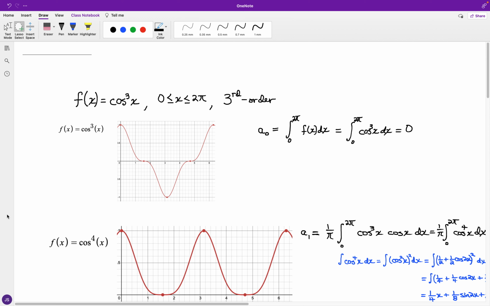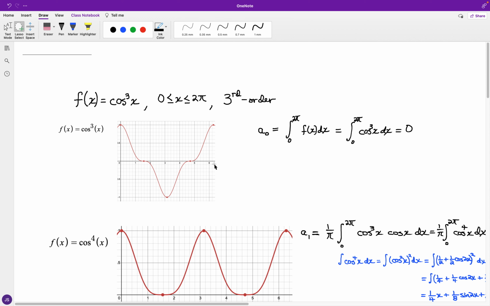approximation of the continuous function f. Now, just looking at what we have in the determination of the Fourier coefficients, with f of x equal to the cube of the cosine of x, a naught is going to be the integral as x goes from 0 to 2 pi of the cube of the cosine of x dx.